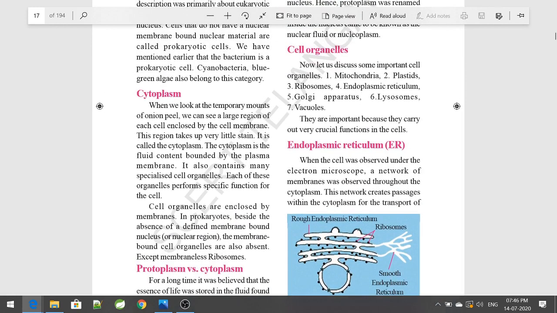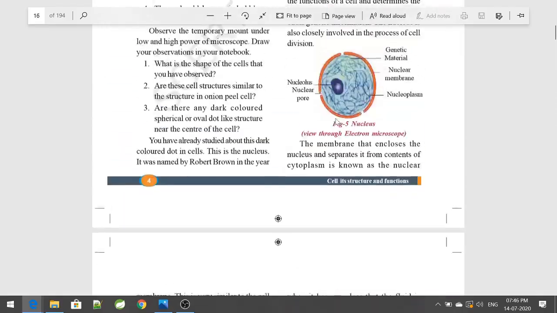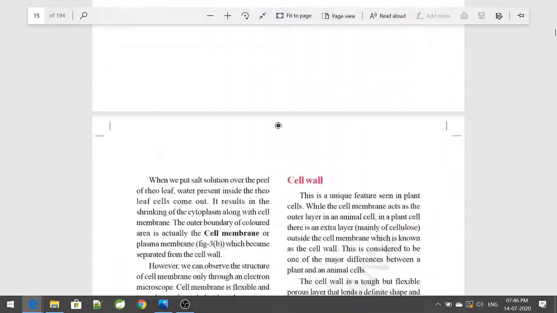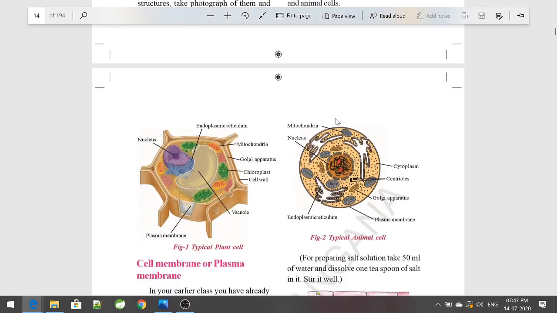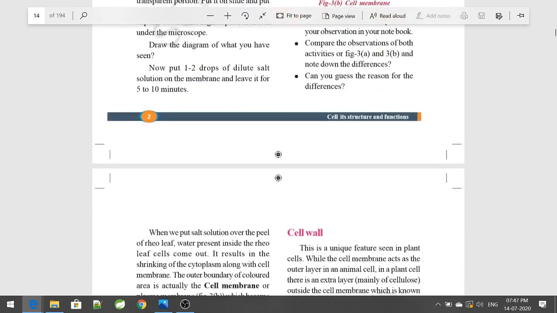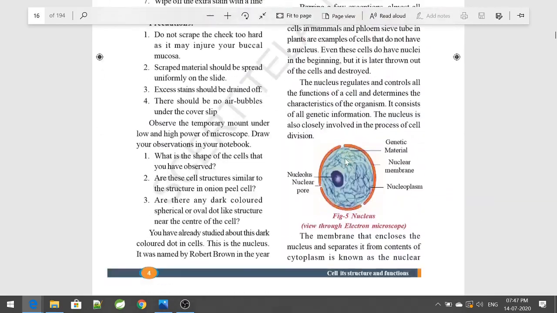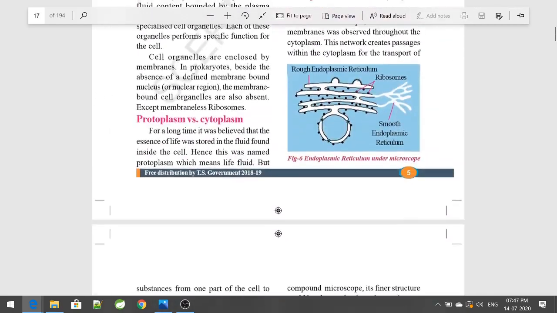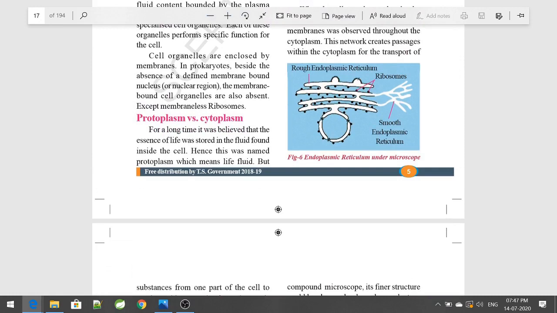What are the cell organelles present inside the cytoplasm? There are mitochondria, plastids, ribosomes, endoplasmic reticulum, Golgi apparatus, lysosomes and vacuoles. See, we have seen here in the diagram these mitochondria, the cytoplasm. They have shown them like this, but all these things we can only see when we take a section. Otherwise we can only see a bean-like form, the mitochondria.